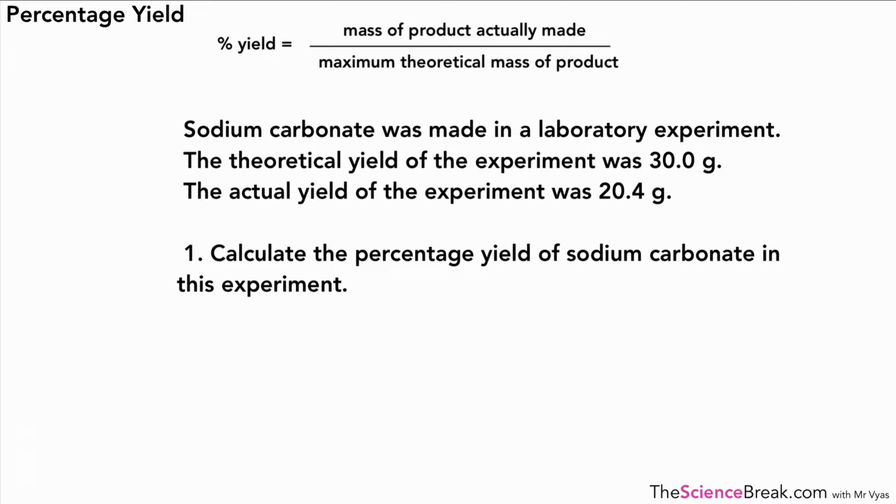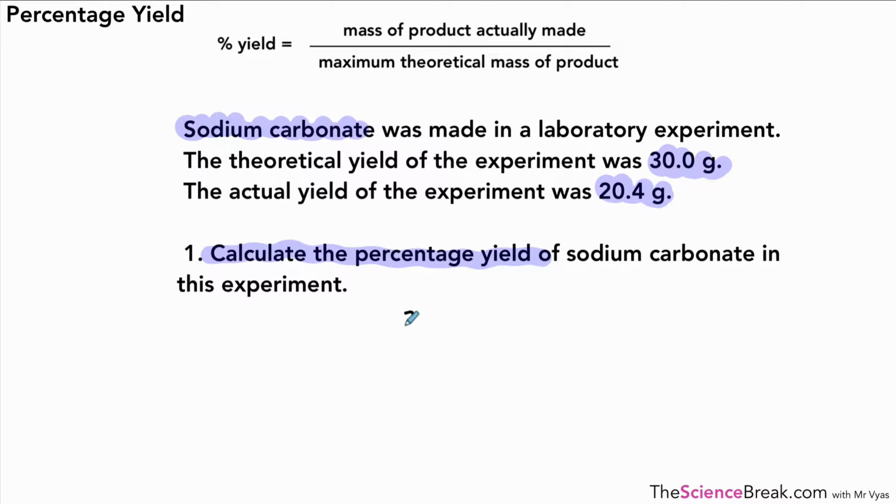This is quite a straightforward one, so hopefully it shouldn't present too much difficulty. But basically we've got something called sodium carbonate that's been made in a lab. We've got a theoretical yield that's been given to us, and we've got an actual yield that's been given to us, and we're trying to work out the percentage yield from this experiment.